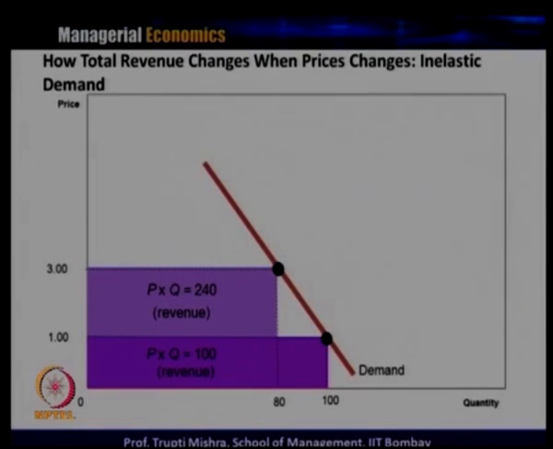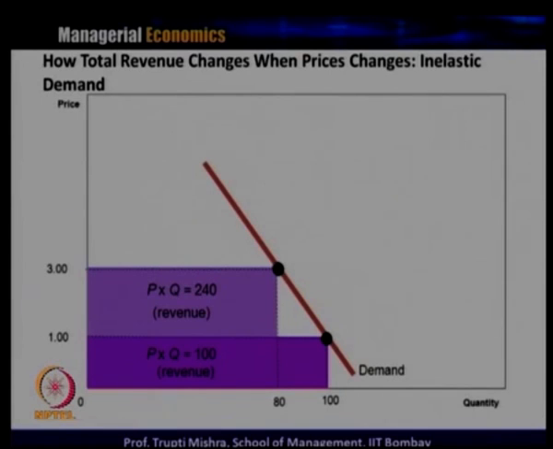Now, we will see how the total revenue changes when price changes in case of inelastic demand. In case of inelastic demand, the demand curve is steeper, but in case of elastic demand, the demand curve is flatter. In the first point, price is 1 rupee and the quantity demanded is 100 units. That leads to the revenue, which is equal to 100, because price is 1 and quantity demanded is 100, P multiplied by Q gives us the revenue, which is 100 rupees.